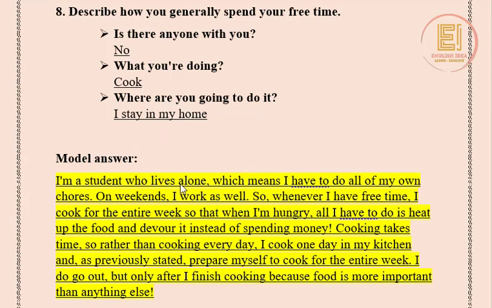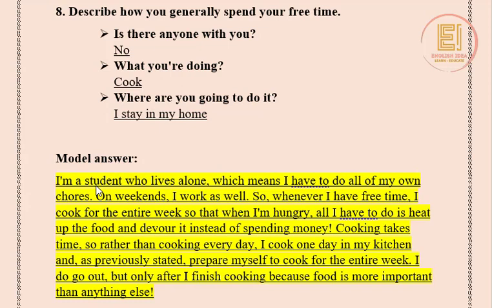Another thing, remember when you are speaking or when you are writing, always go by 1, 2, and 3. Again, you see, they asked if anyone is with me and I said I'm alone. And then they asked, what are you doing? So I said I cook. You see, whenever I have free time, I cook for the entire week, right? And then they asked, where are you going to do it? And then I said I cook one day in my kitchen.